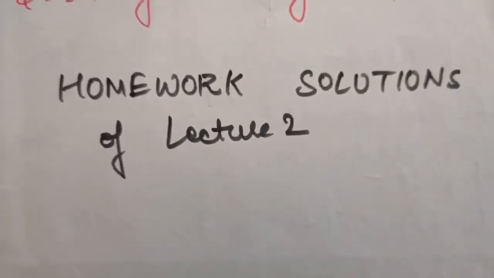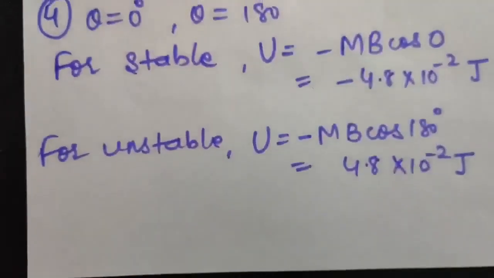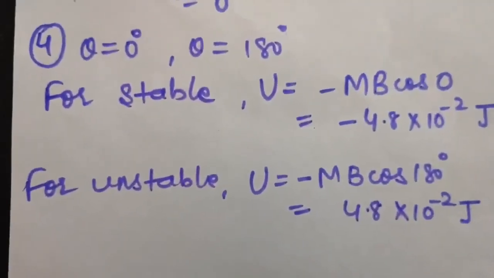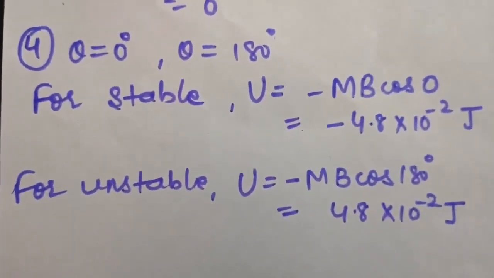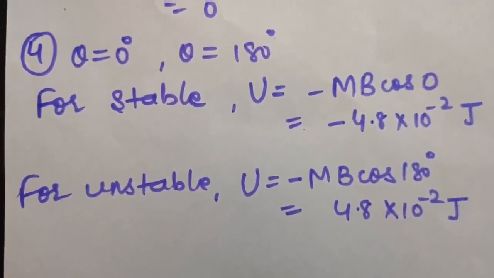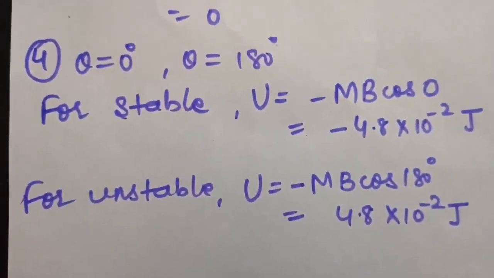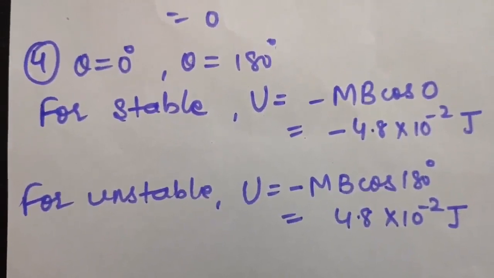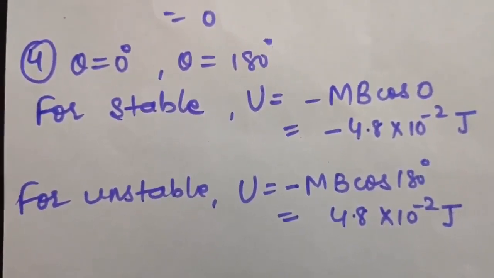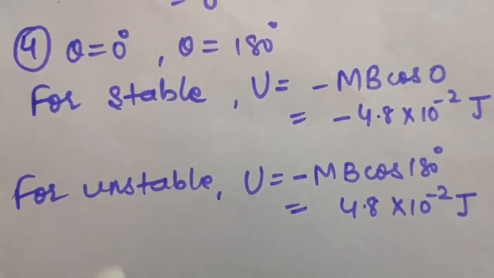Question number 3 was just a formula based question, so I'll be discussing now question number 4. Question number 4 says, a short bar magnet of magnetic moment 0.32 joule per Tesla is placed in a uniform external magnetic field of 0.15 Tesla. If the bar is free to rotate in the plane of field, which orientation would correspond to its stable and unstable equilibrium? So you know this very well.